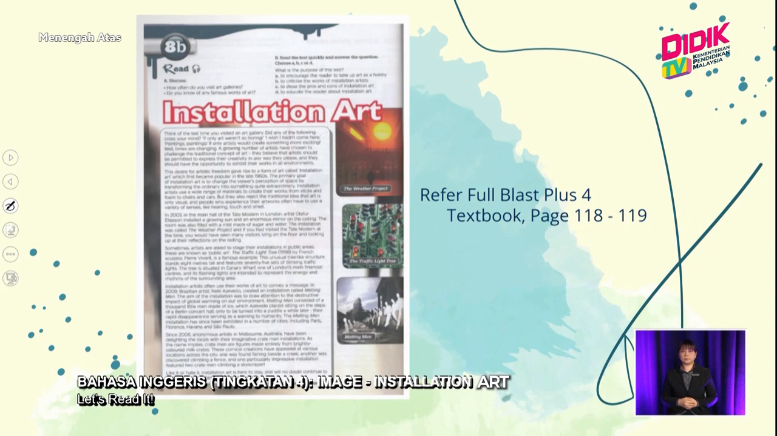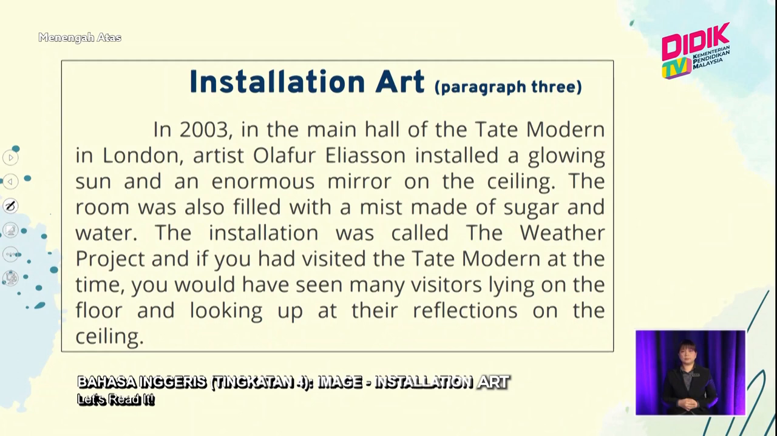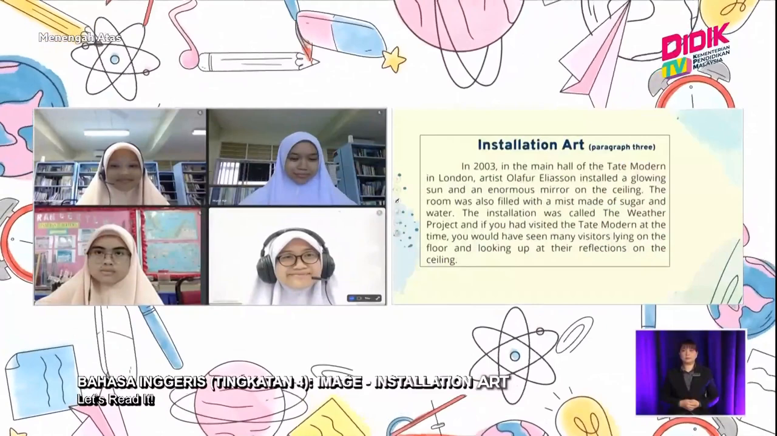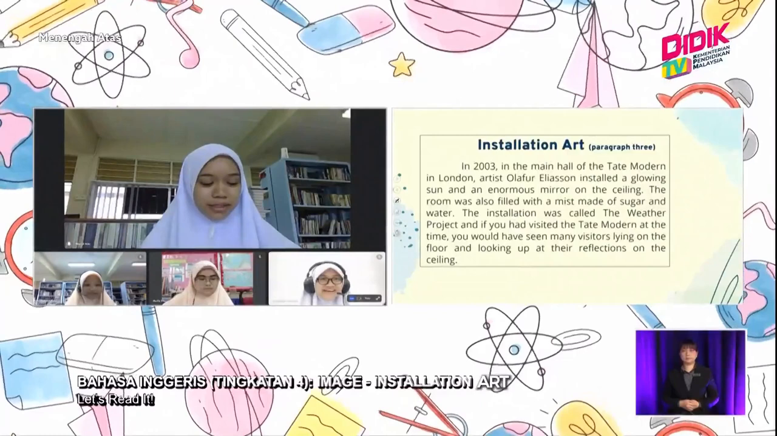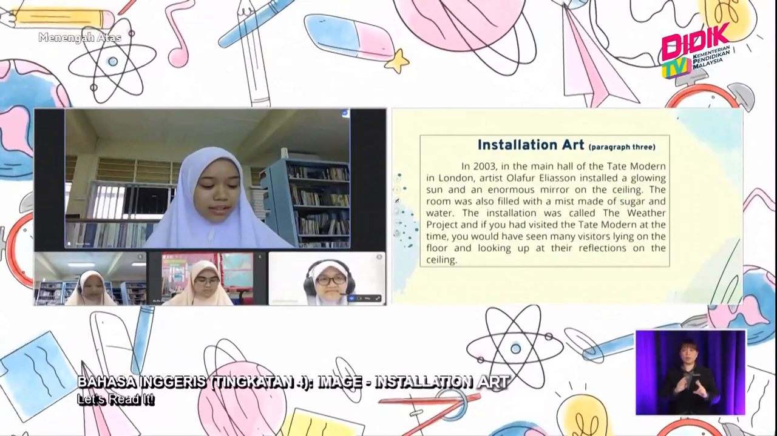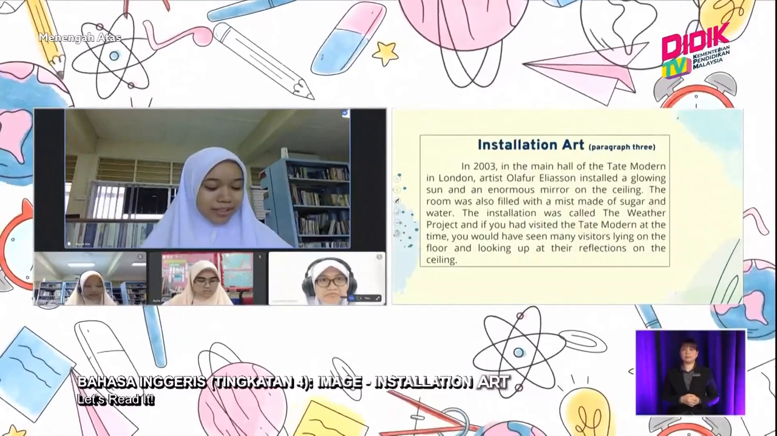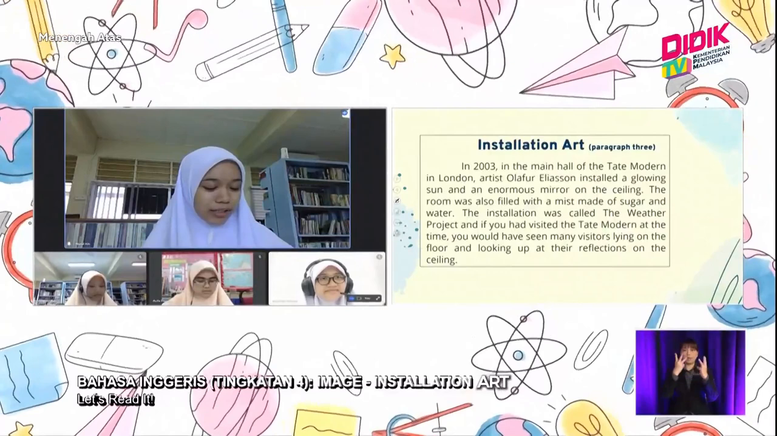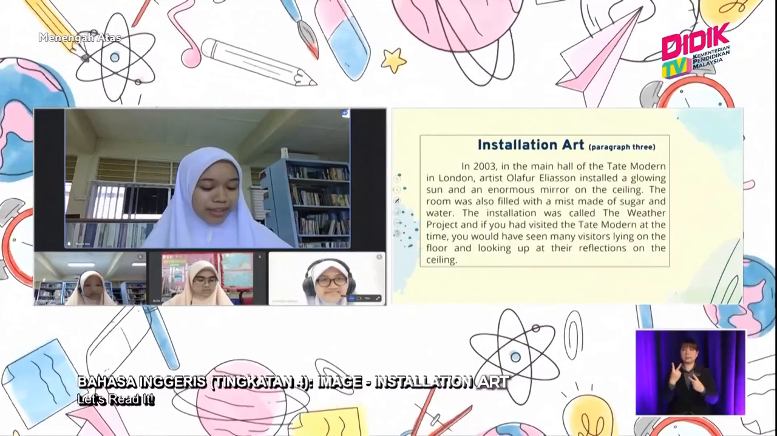Okay, so we have paragraph 3 for installation art. Who wants to try to read this one? Okay, Ain. In 2003, in the main hall of the Tate Modern in London, artist Olafur Eliasson installed a glowing sun and enormous mirror on the ceiling. The room was also filled with a mist made of sugar and water. The installation was called the Weather Project, and if you had visited the Tate Modern at the time, you would have seen many visitors lying on the floor and looking up at their reflection on the ceiling.